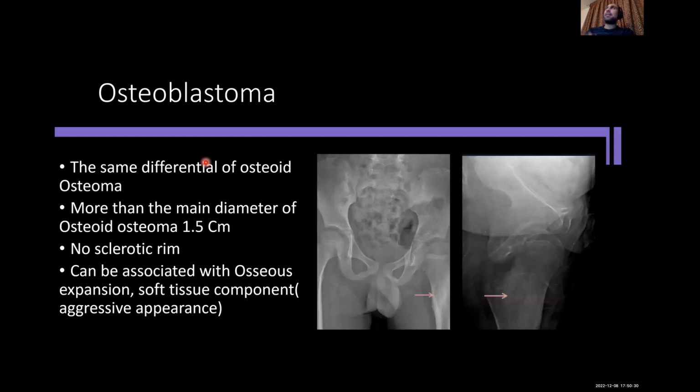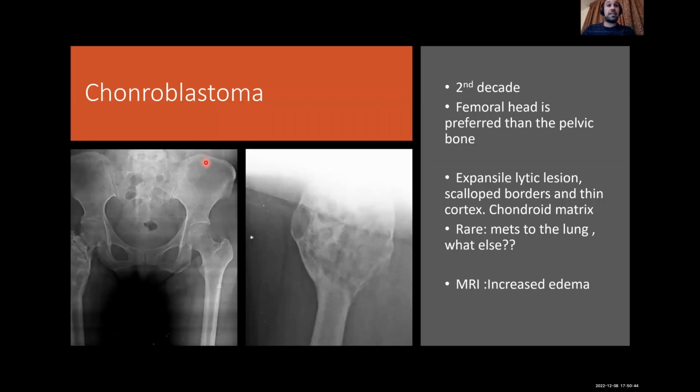Osteoblastoma is like osteoid osteoma but larger, more than 2 centimeters, around 2.5 centimeters. It is not as painful as the osteoma, and it doesn't respond to acetylsalicylic acid. Chondroblastoma is a subchondral chondrogenic lesion, more in the epiphysis or the epiphyseal equivalent.